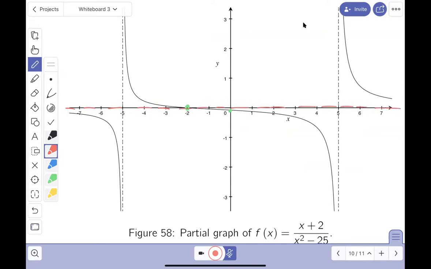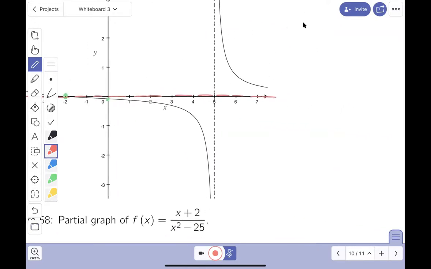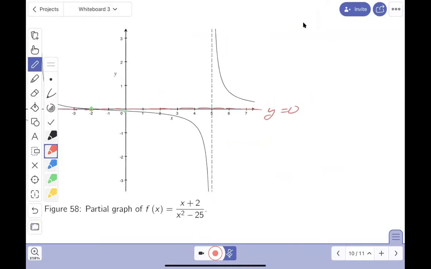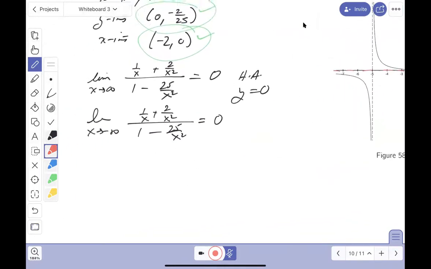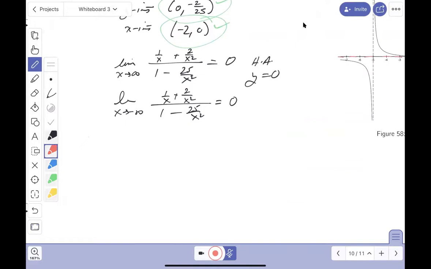Okay, I got that done. What's that going to be? Horizontal asymptote. What is it? Y equals 0. All right, let's go to the next thing I would probably put down, vertical asymptotes. All right, make sure you do that.